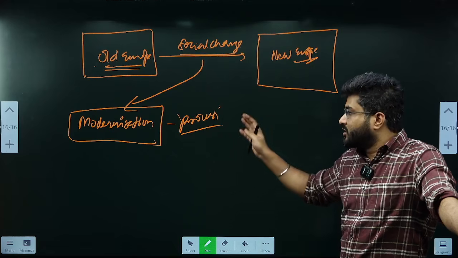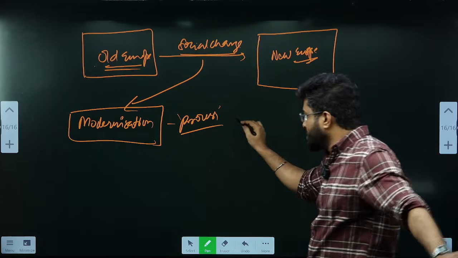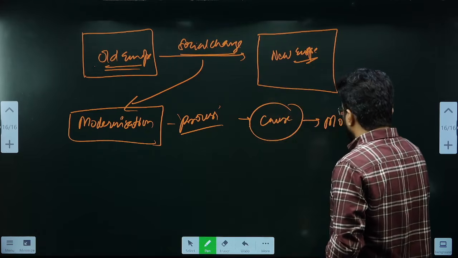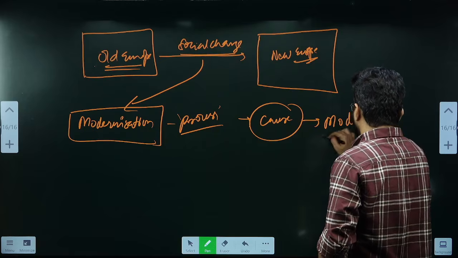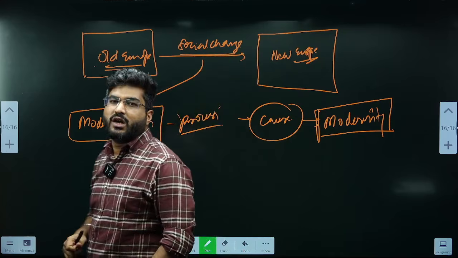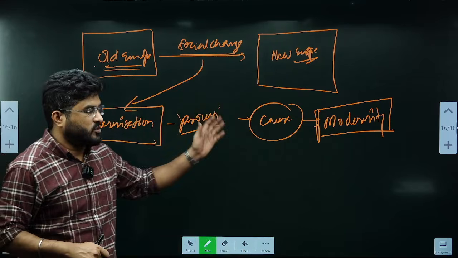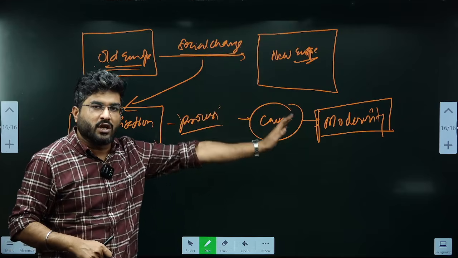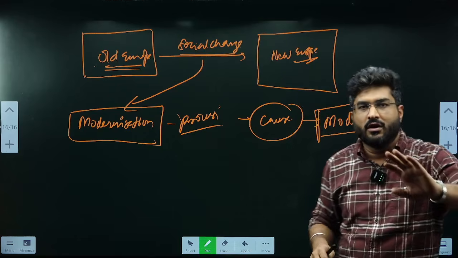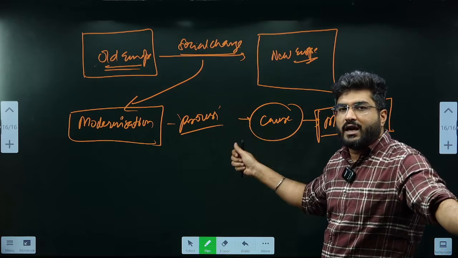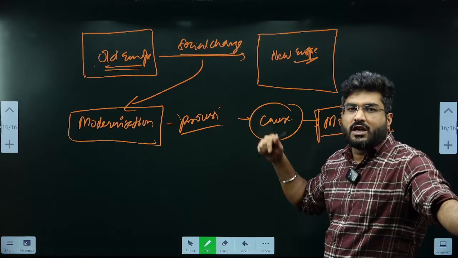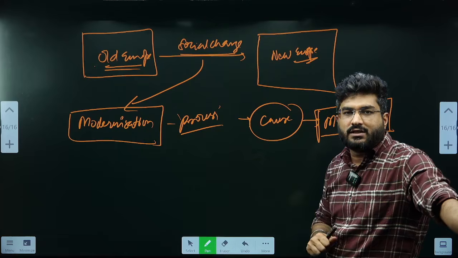So this process was the cause for modernity. Now, what is modernity? So, modernity is the outcome of this modernization process, where we have been seeing the rise of focus on equality, democracy, fraternity, industrial revolution, etc.